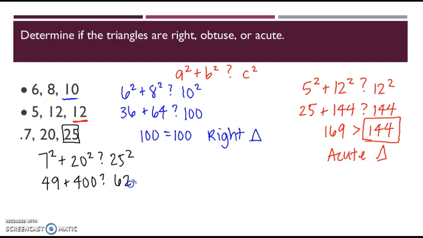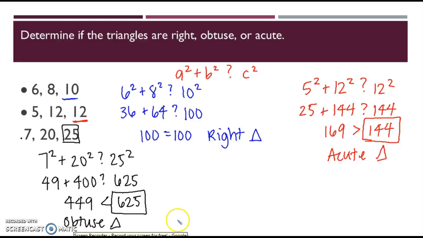25 squared is 625. 49 plus 400 gives me 449. And 449 is less than 625. So my c squared, 625, is bigger, which means that this is an obtuse triangle. It's a bigger angle.